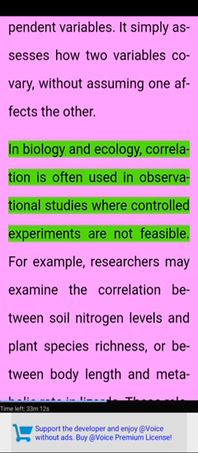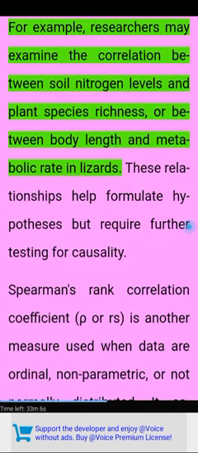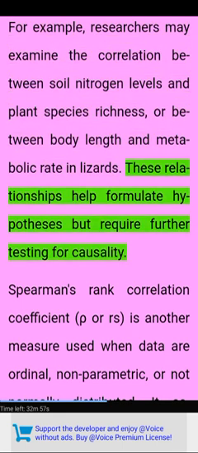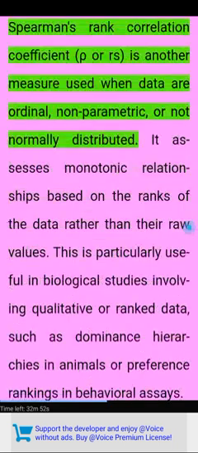In biology and ecology, correlation is often used in observational studies where controlled experiments are not feasible. For example, researchers may examine the correlation between soil nitrogen levels and plant species richness, or between body length and metabolic rate in lizards. These relationships help formulate hypotheses but require further testing for causality.